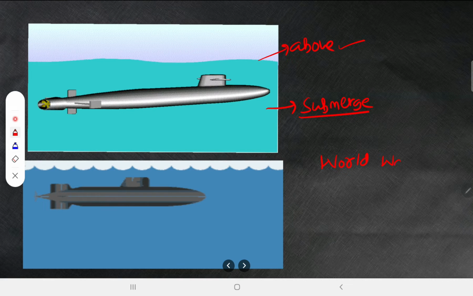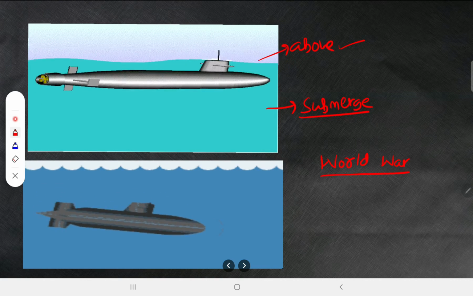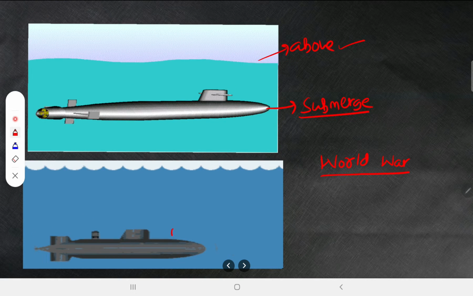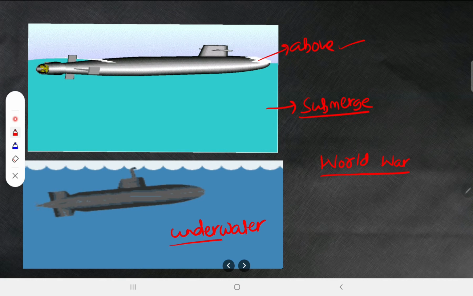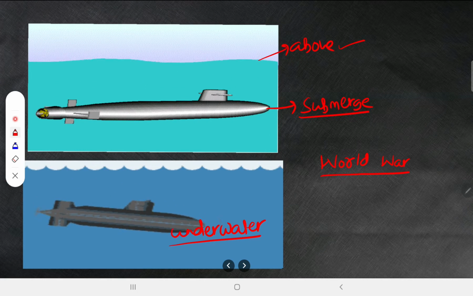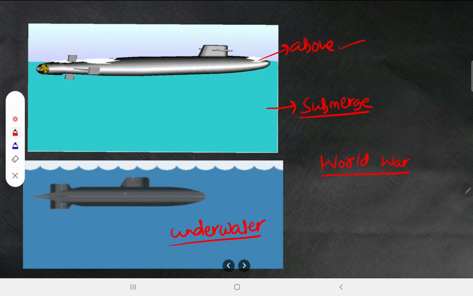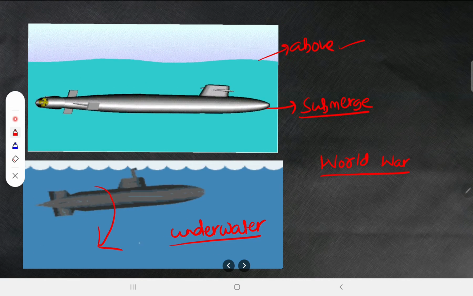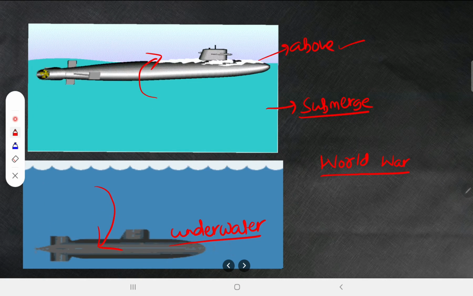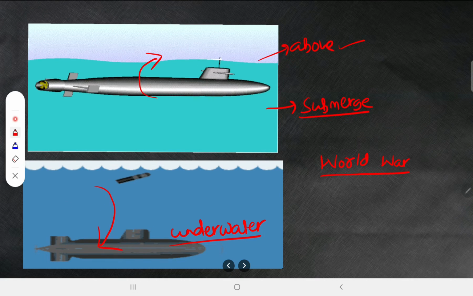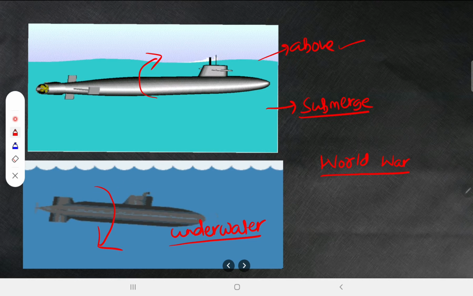In World War, these submarines played a very important role in deciding who will win. Because if you are doing your operation underwater, then the enemies won't get to know where you are, and you can easily attack them. All right, so this is how submarines are working. How is it happening? Why are they able to sink? Why are they able to go to the surface? Up to what level can they go? All that we'll see, and how Archimedes principle is helpful, we'll see that.